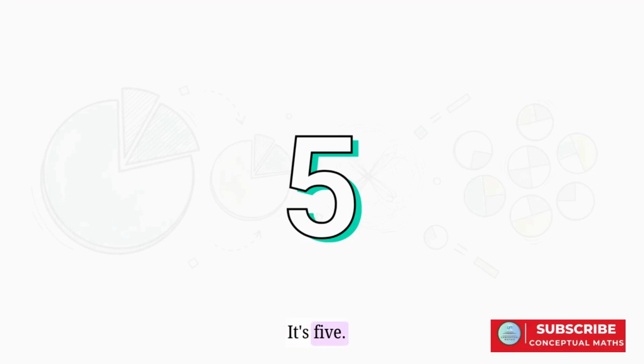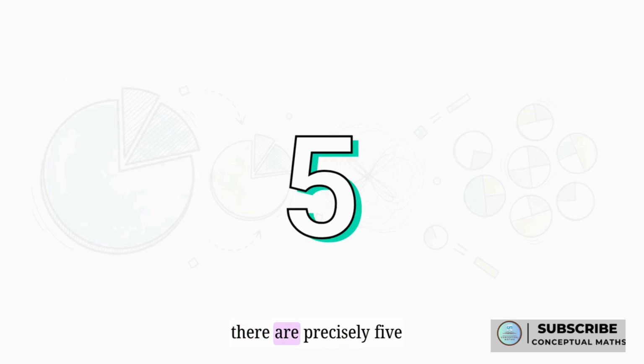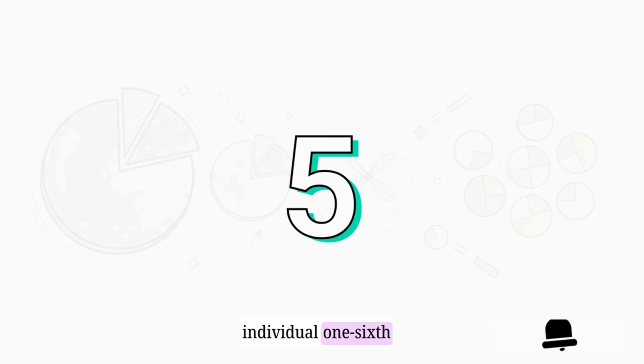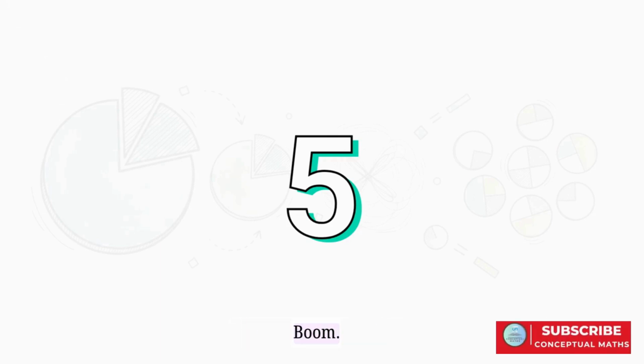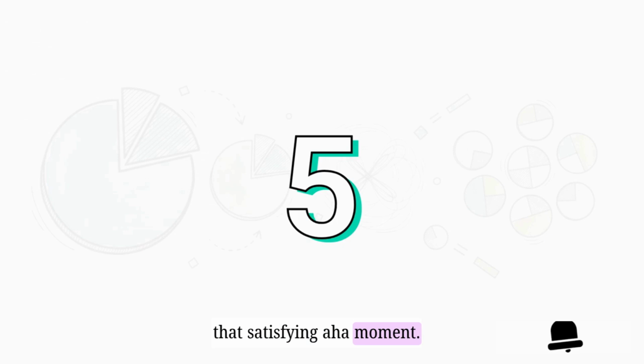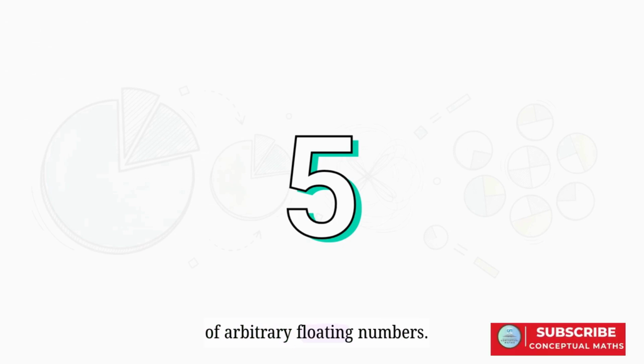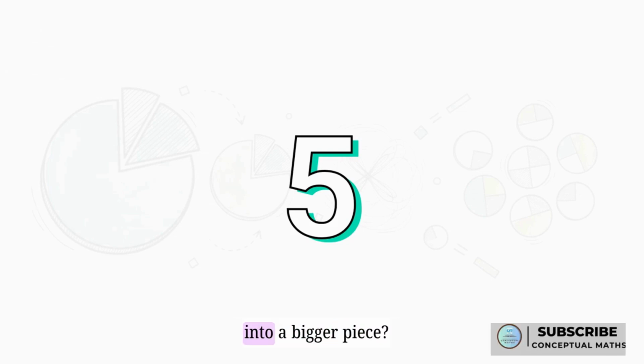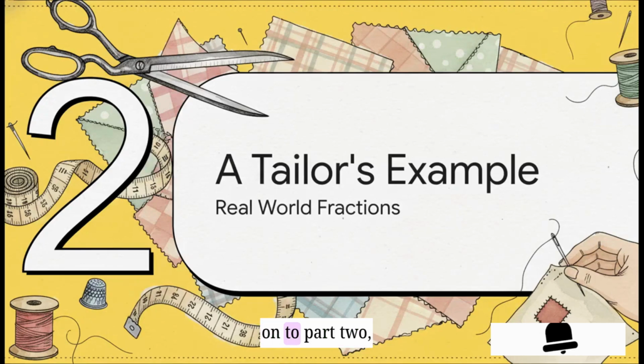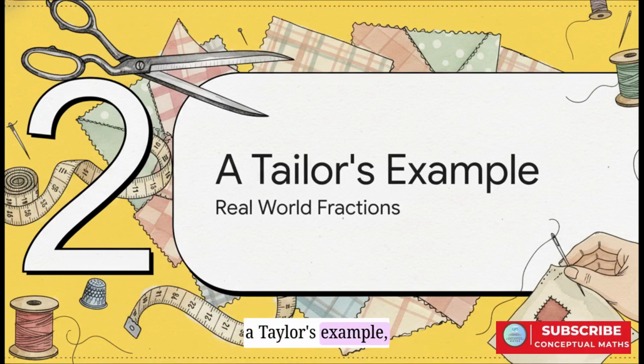Exactly. It's 5. Just looking at it conceptually, if you have 5/6, there are precisely 5 individual 1/6 pieces right there in front of you. Boom. 5/6 divided by 1/6 is 5. That's that satisfying aha moment. Division isn't just a bunch of arbitrary floating numbers, it's really just asking how many of these smaller pieces fit into a bigger piece.